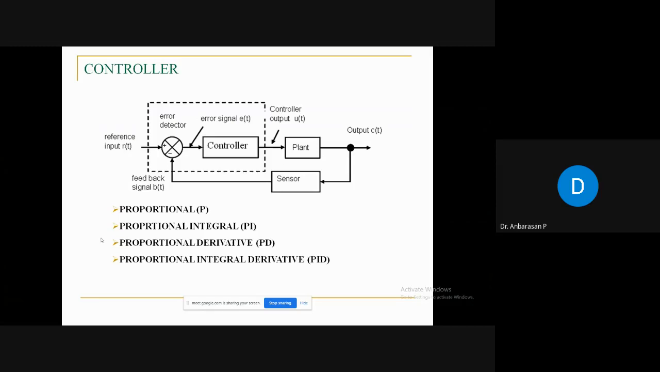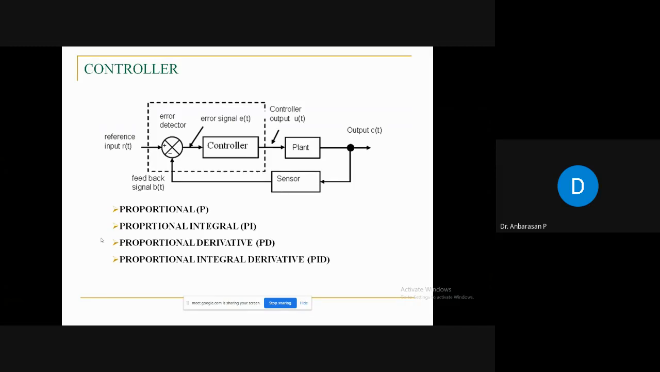If we take the closed loop block diagram representation, the controller is placed between the error detector and the plant. The controller input is represented by the error signal e(t), which is the difference between the reference input and the actual input. The controller output is represented as u(t).